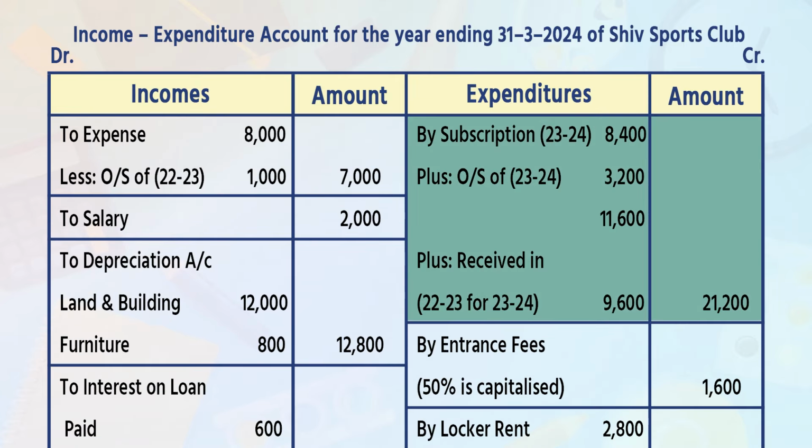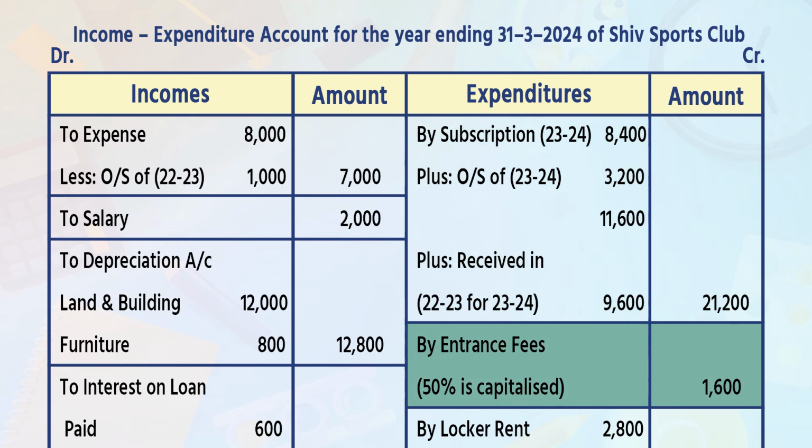Subscription we will see first. Subscription in the year 23-24, that is 8,400 plus outstanding of 23 and 24, that is 3,200. Again, we have to add received in advance 22-23 for 23 and 24, that is rupees 9,600, and the total of all is 21,200. Next, entrance fees, that is 50% is capitalized, so the amount is 1,600.